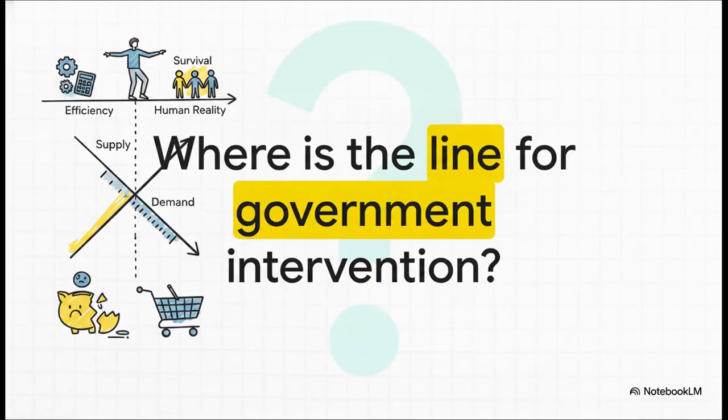So as we wrap up this explainer, we've really seen both sides of the coin. The invisible hand is incredibly efficient at finding a price, but it can also ruthlessly crush a producer or price out a consumer based on raw mathematical shifts. Balancing that pure, cold efficiency with the human reality of survival is the ultimate economic tightrope. So where do you think we should draw that line?